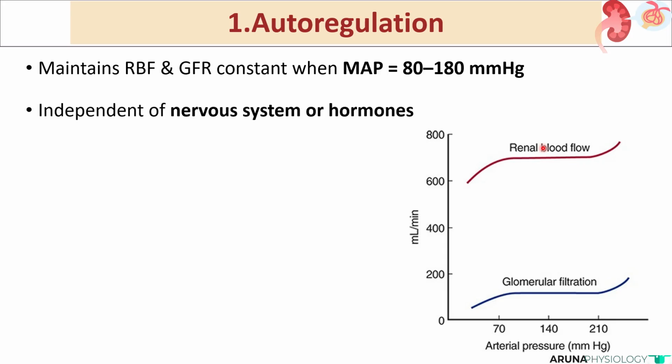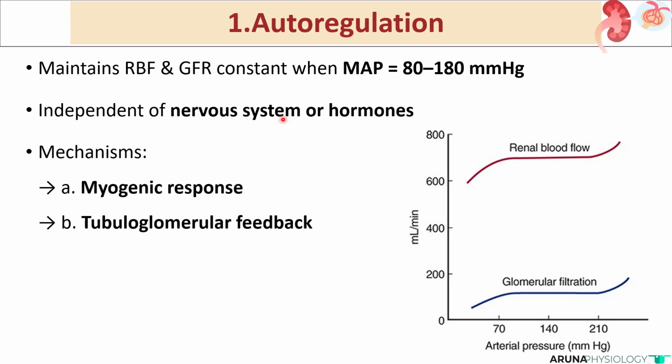So it is independent of the nervous system or hormones. Even if you denervate the kidneys, still this autoregulation will be there. There are two mechanisms by which this is possible. The first one is a myogenic response, and the second one is tubulo-glomerular feedback. So we'll see each one by one.